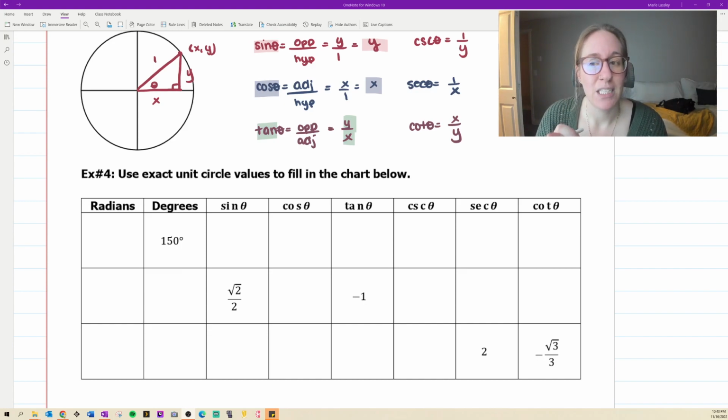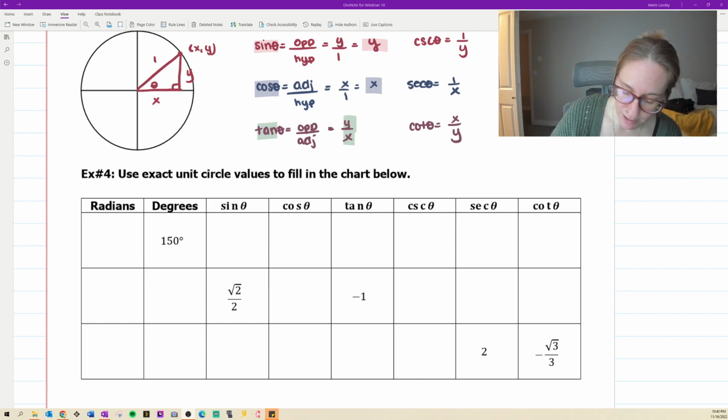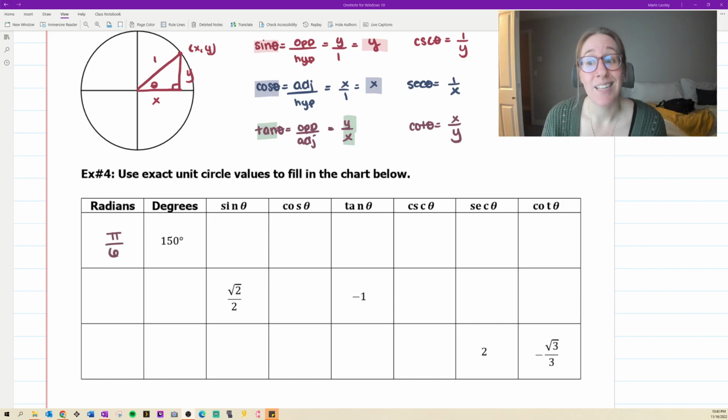All right, so that means that my reference angle is 30 degrees. 150 to 180 is 30. My 30-degree angles are my angles that are over 6. So I know that this is some pi over 6. I am in the second quadrant because that's where 150 goes. So that must mean that this is 5 pi over 6.